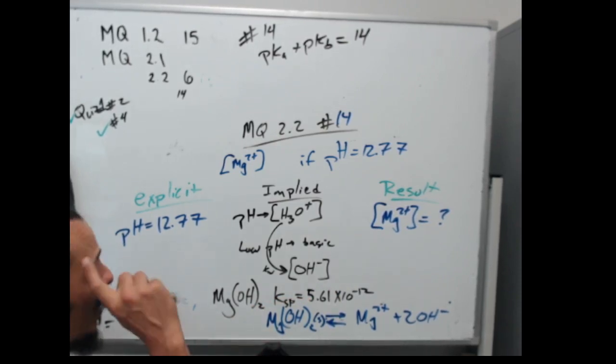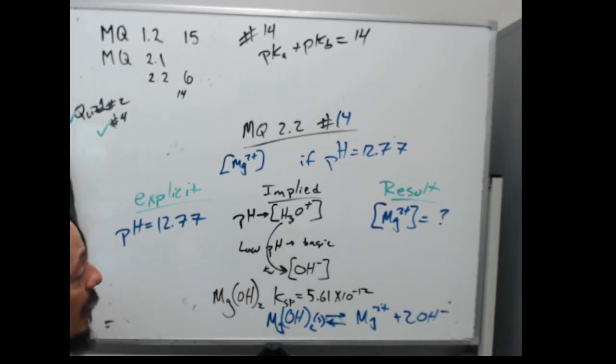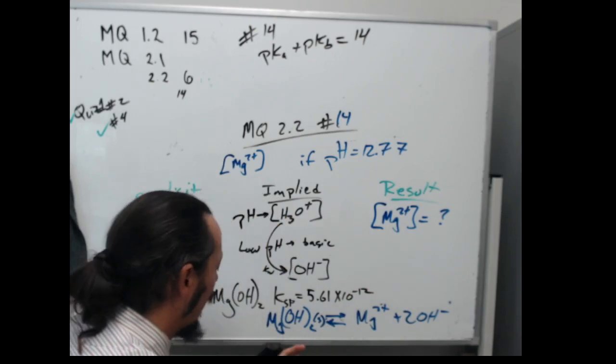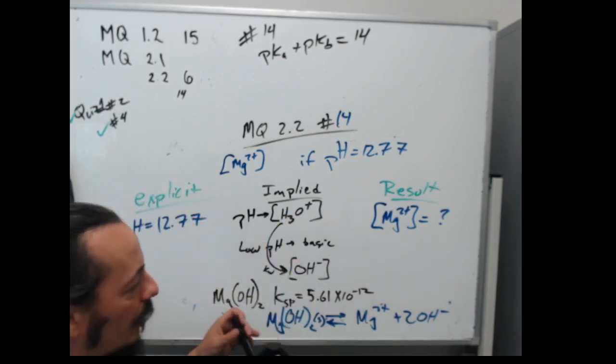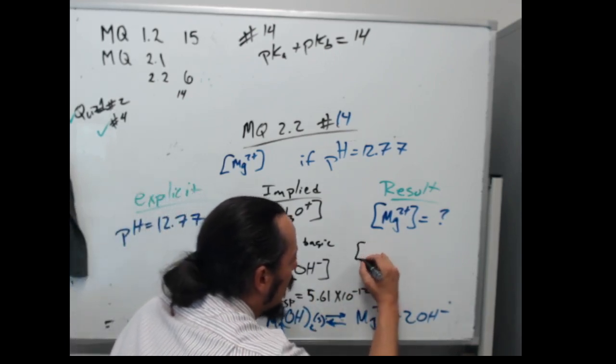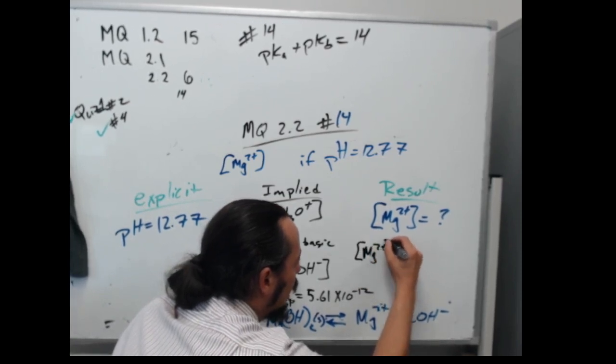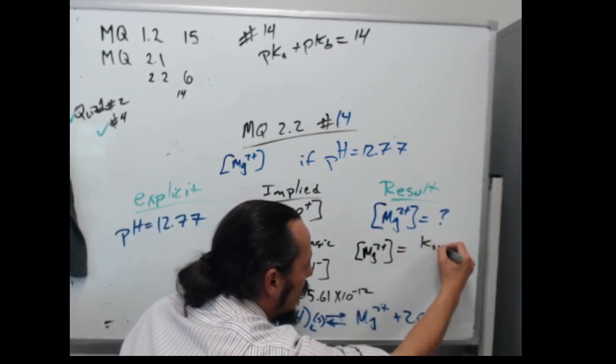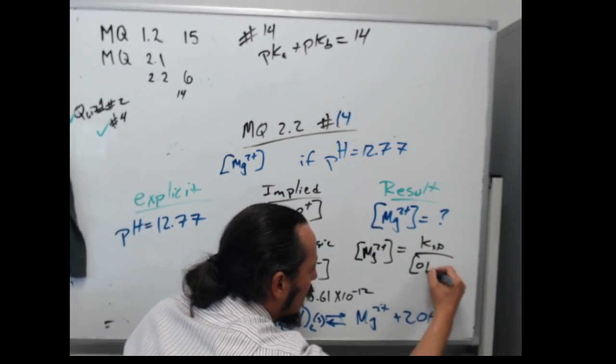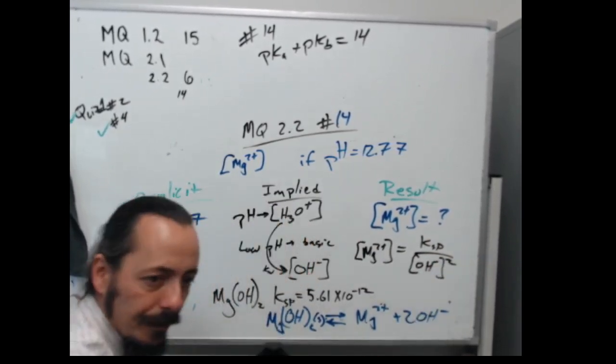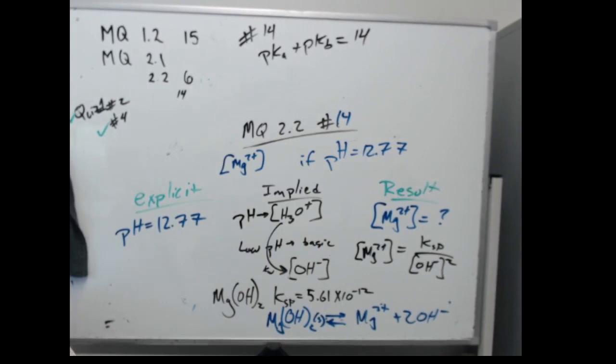So from this, I know magnesium and hydroxide are going to react with each other. I can calculate my hydroxide concentration. I've got a KSP value. So now, after all of that, I can solve the problem. My magnesium concentration is going to be equal to my KSP divided by my hydroxide concentration squared. I was writing it out in a weird way that was confusing me.